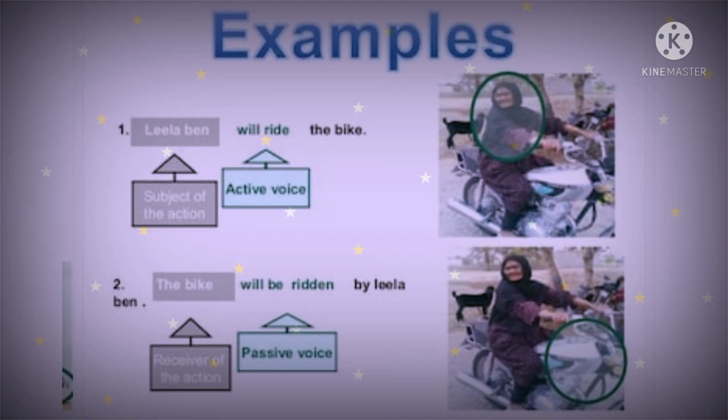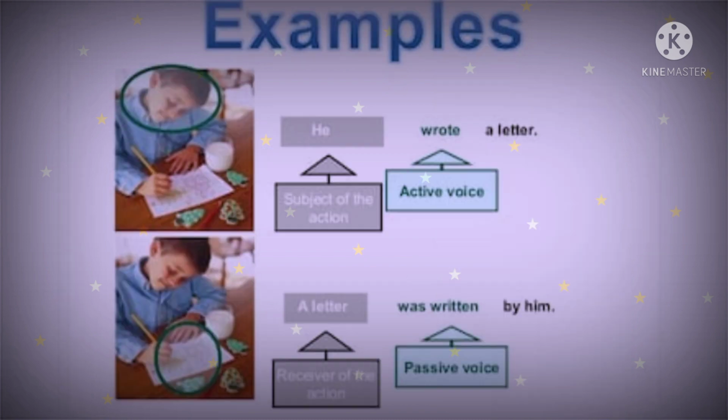See this example: Leela Ben will ride the bike. Which tense is this? Simple future. Okay, so first we will take the object into the place of subject. The bike comes in the position of subject. Will ride, always the verb form is V3, that is ridden, and in the future tense we use be. Okay, the bike will be ridden by Leela Ben.